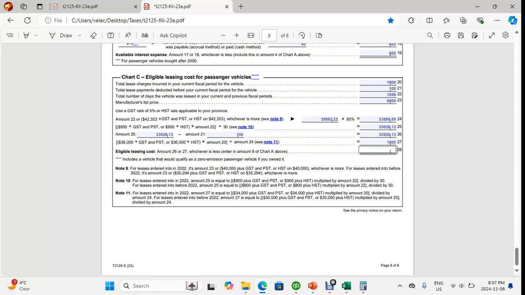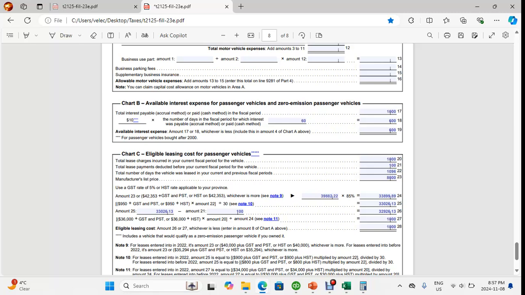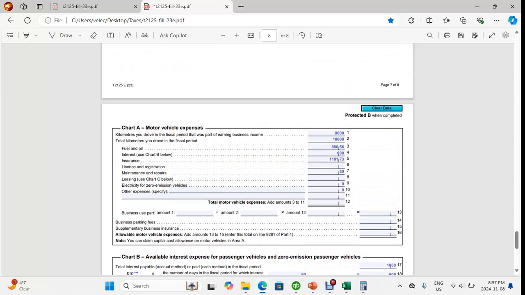Eligible leasing cost. This will be amount 26 or 27, whichever is less. 26 is over 32,000, 27 is 1,000, so this will be 1,000. So this is basically how you figure out your eligible leasing cost for chart C. We'll transfer this amount over here to chart A, which is $1,000. This will be box A. So $1,000 for leasing.